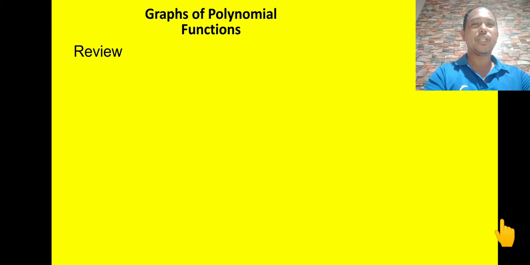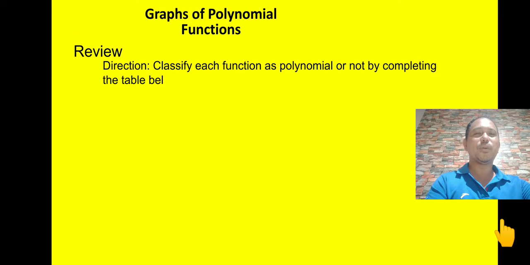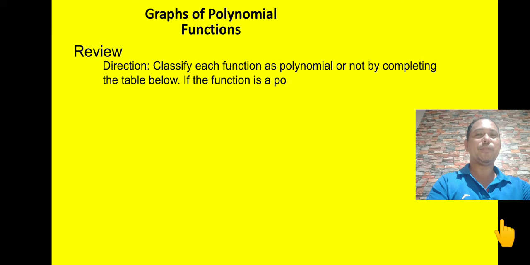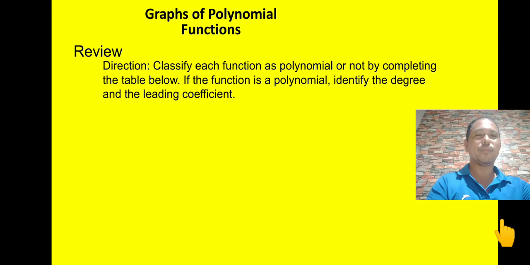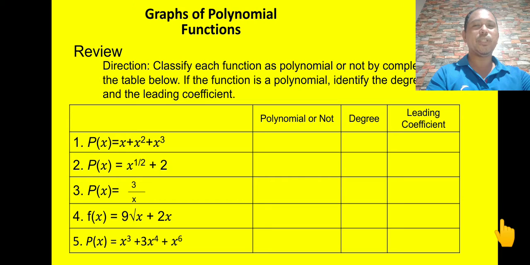So review: classify each function as polynomial or not by completing the table below. If the function is polynomial, identify the degree and the leading coefficient. Okay, so I have here the table. For number 1, it is polynomial.